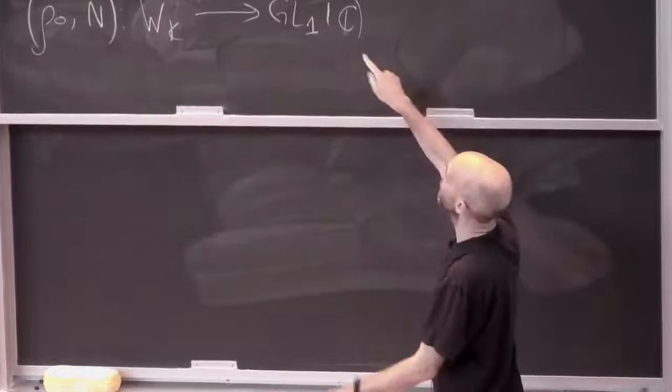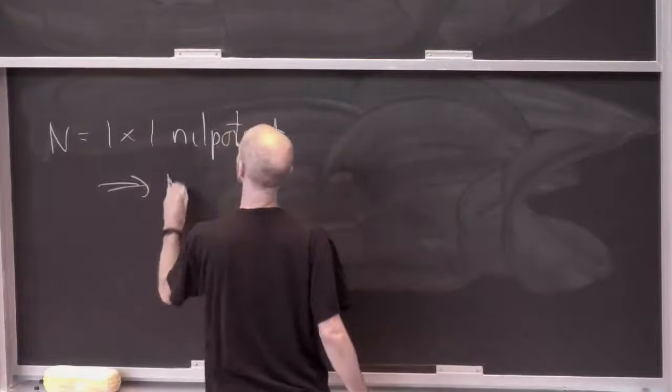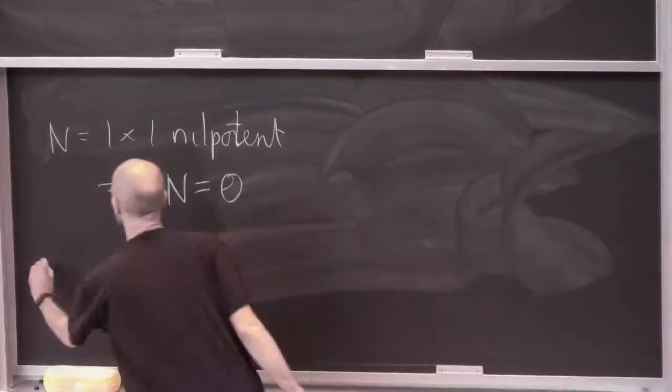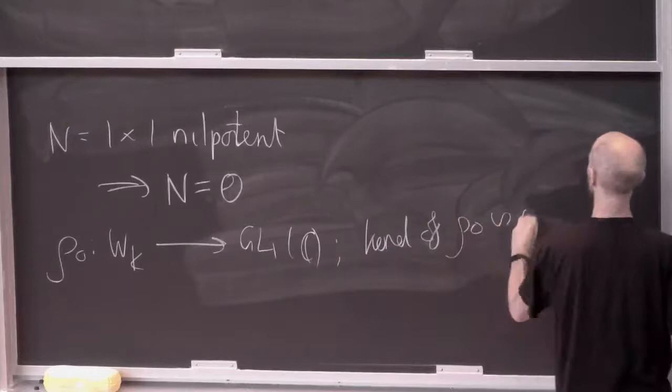N is a 1x1 nilpotent matrix, right? So here N is going to be a 1x1 nilpotent matrix. So that implies that N is 0, because all the eigenvalues must be 0, but a 1x1 matrix is determined by its eigenvalues. So rho 0, of course, rho 0 goes from the Weil group of K to GL1 of C, and the kernel is closed. Kernel of rho 0 is closed.